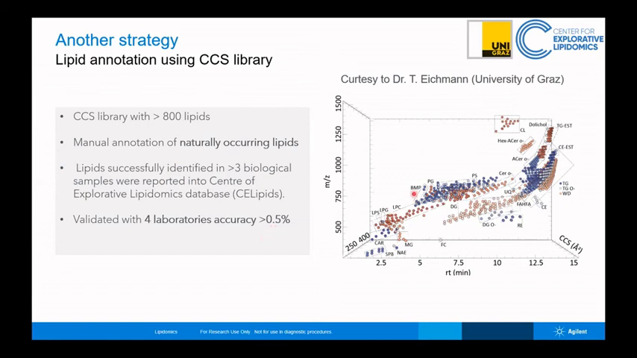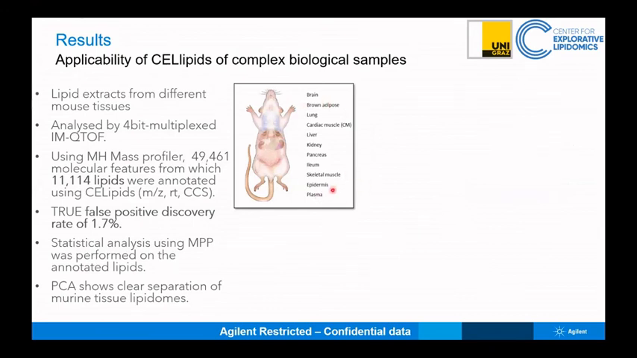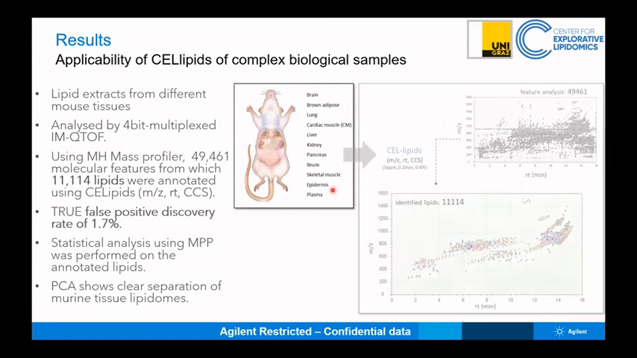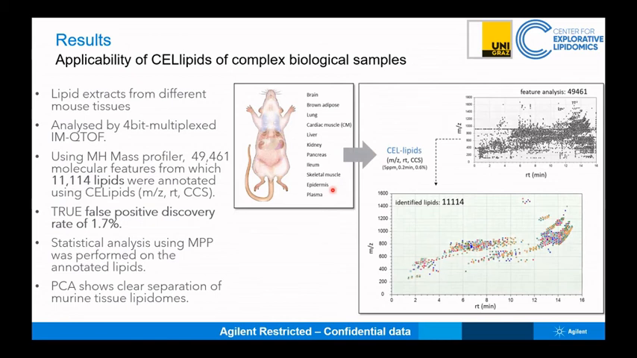So using this library, what Dr. Eichmann has done is use a mouse model, extract the lipids from different tissues, and put this CCS library into place. From these tissues, when analyzed with a quicker lipidomic method, about 60 minutes, more than 49,000 features were found. If we're trying to identify them with accurate mass or even MSMS, we weren't able to do a quick identification, whereas using the CCS value, we had a very nice identification with a low rate of false positives. So this gives another confidence in terms of identification for the lipids.